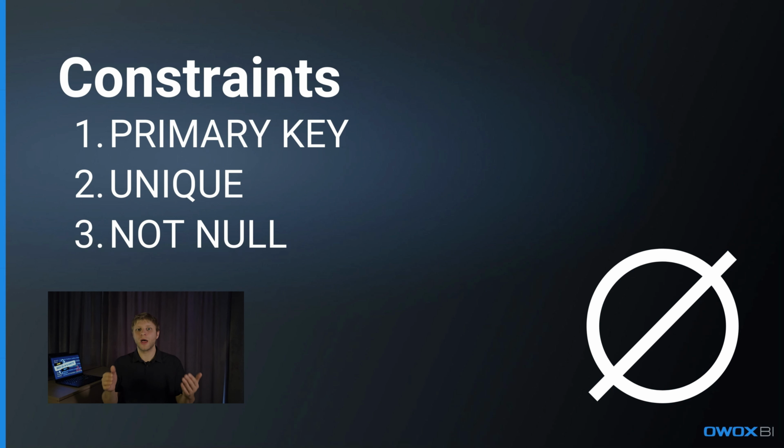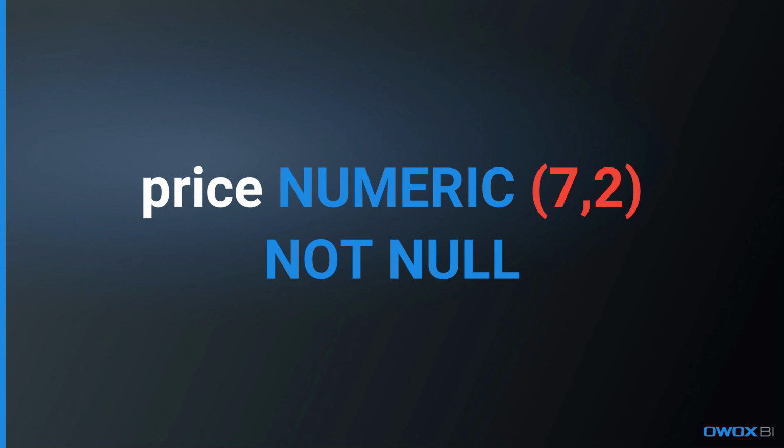3. Not null. The not null constraint prevents null values from being entered into a column, ensuring that you always have data in key fields. It's crucial for fields that are integral to your analytics but don't require uniqueness. For example, ensuring every product has a price could look like this: price numeric (7,2) not null.